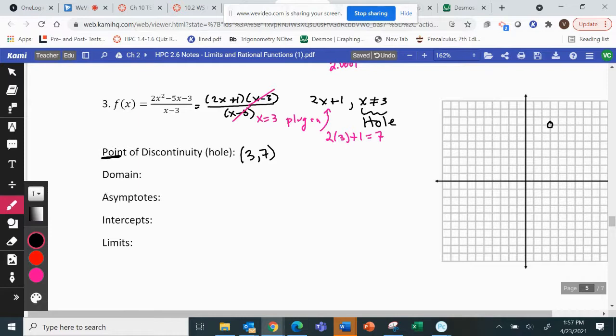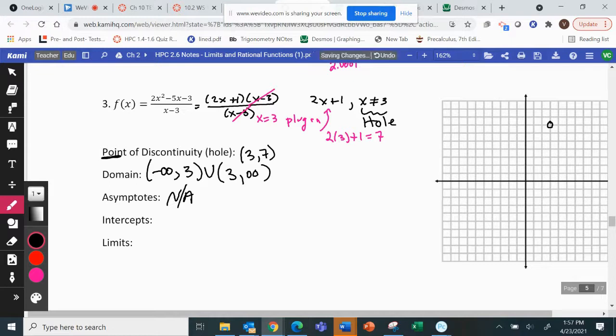So my domain skips over a hole. So we go negative infinity to 3, union 3 to infinity. There aren't any vertical asymptotes because there's nothing left over in the denominator. And because there's nothing left over in the denominator, we actually don't really have a rational function anymore. 2x plus 1 is just a line. This is a line with a hole in it. So I don't have asymptotes.